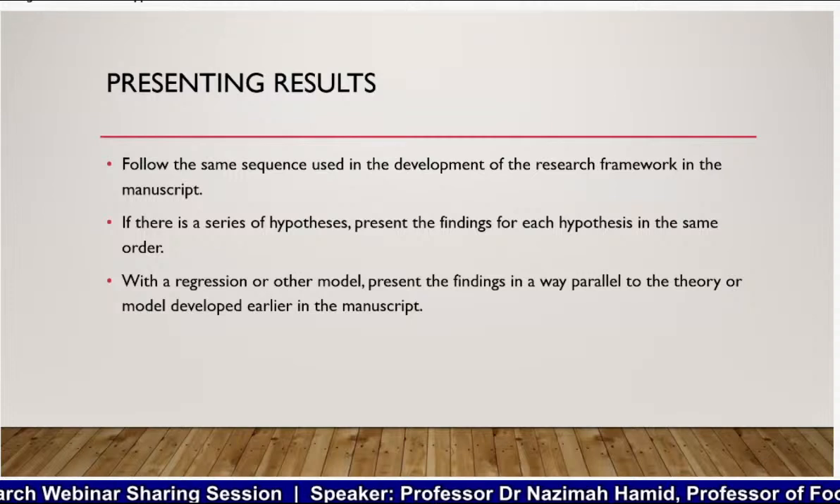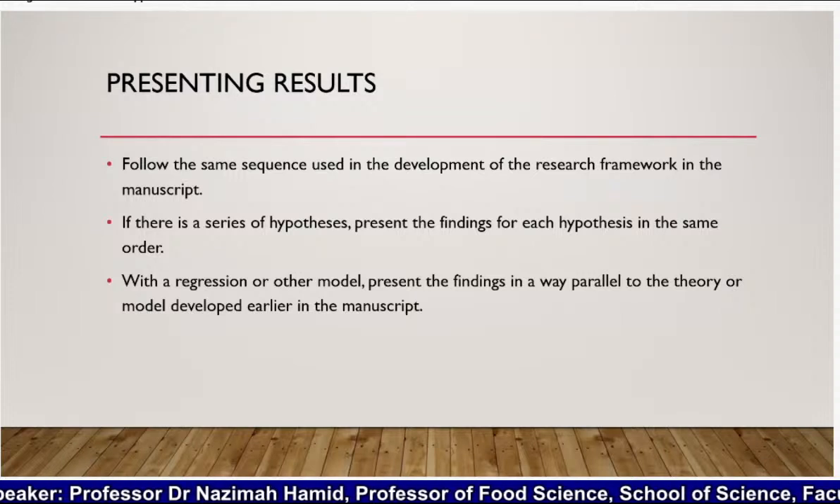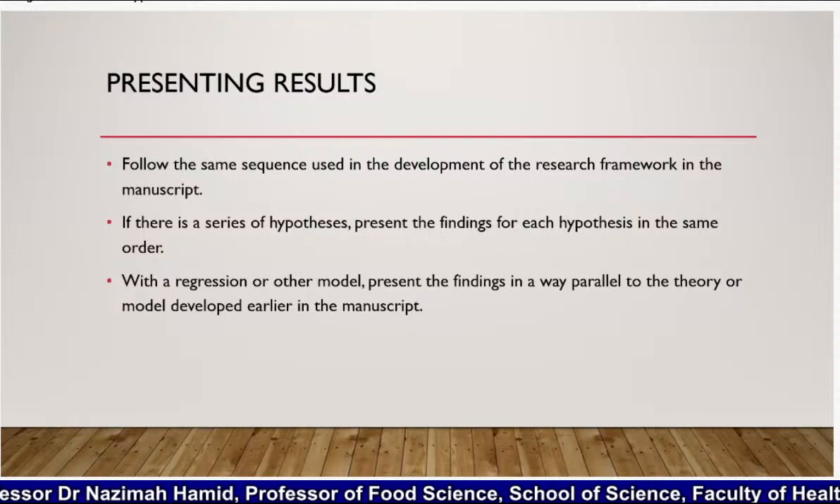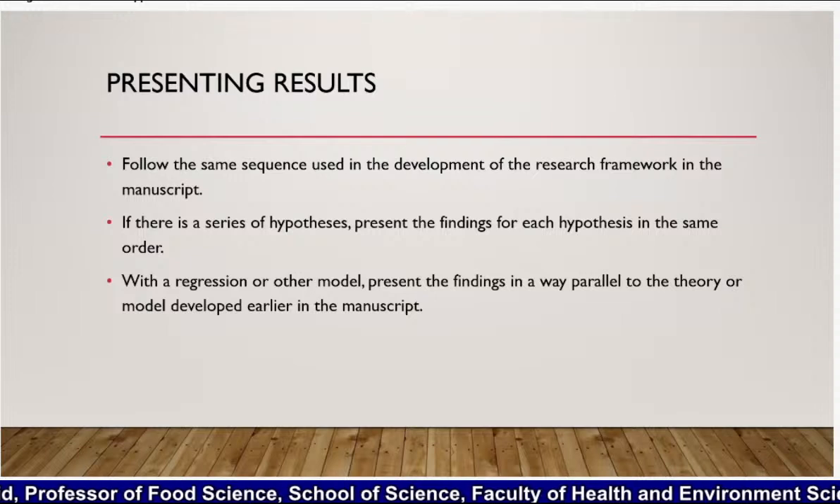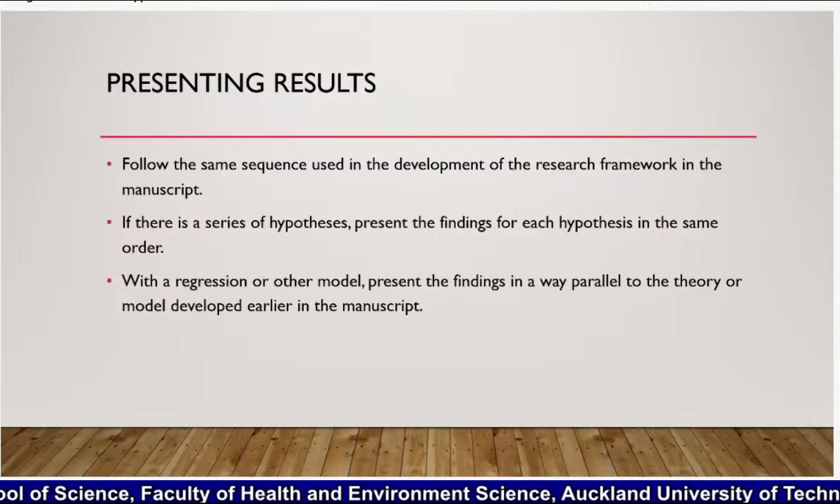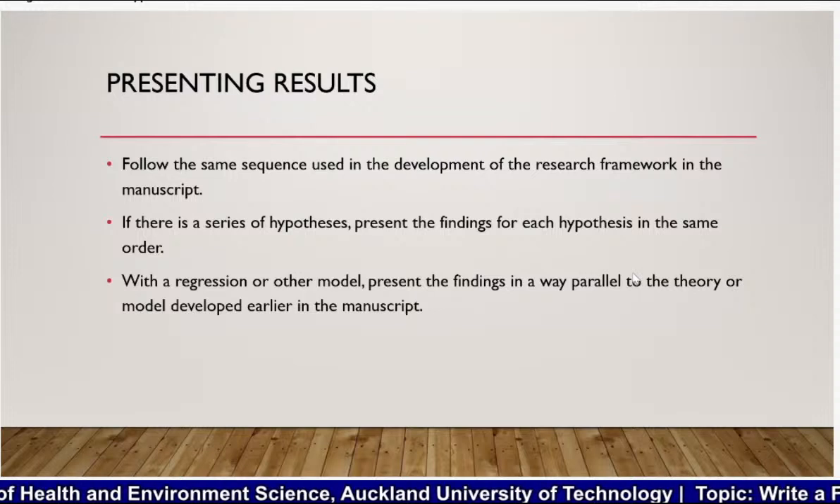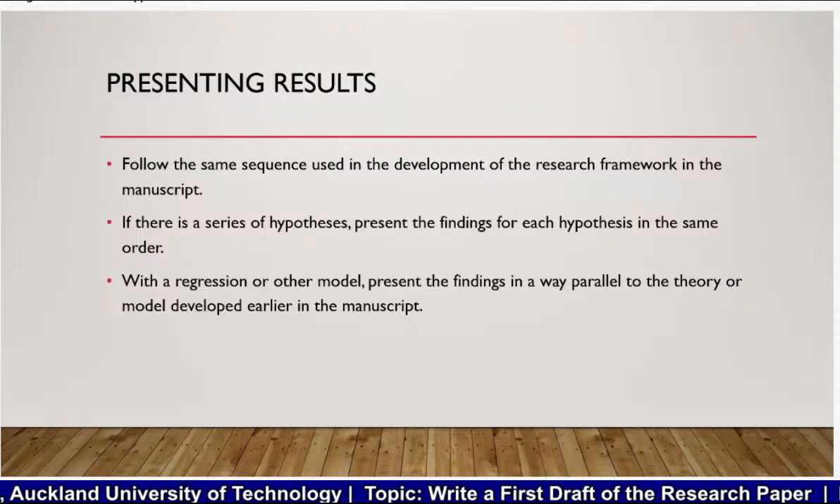Finally, we come to the results section, and this is the exciting one. Remember how you wrote your methods. Make sure the results follow the same order. If you say you started with a method for determining protein first, then when you're presenting the results, it should be the protein results that you show first. So just make sure they match. That's what I mean by following the same sequence used in the development of the research framework. If you have hypotheses, then present the findings for each hypothesis in the same order. If you have a regression or other model, present the findings in a way parallel to the theory or the model developed earlier in the manuscript. That's the conceptual framework for those who do social science.